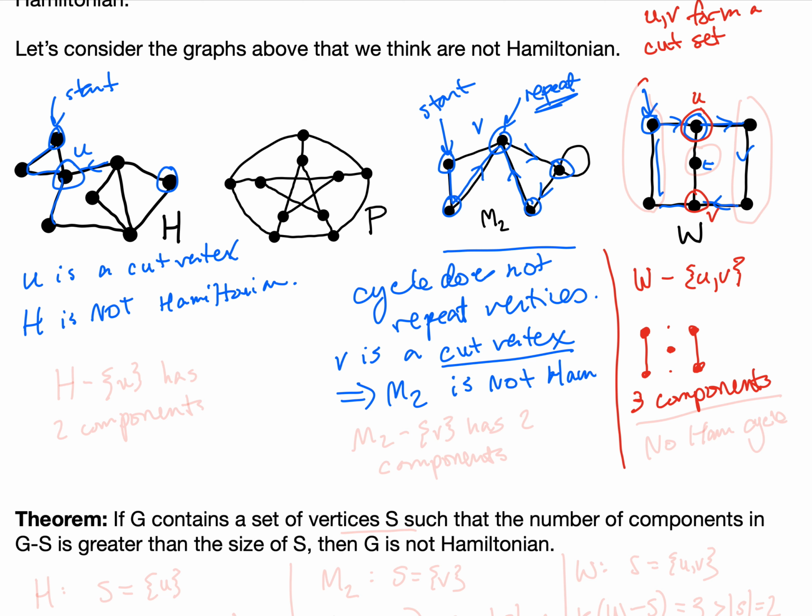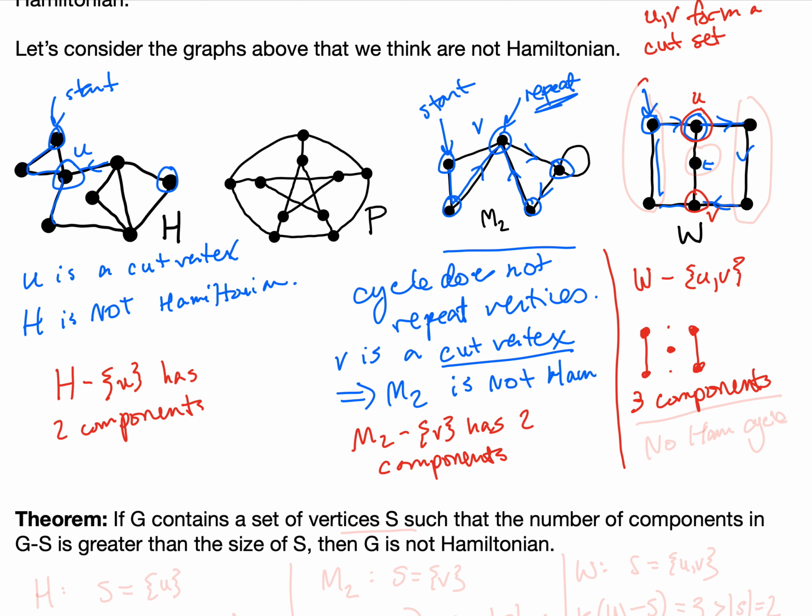And so essentially the same issue happens as when we have a cut vertex. When we have a cut vertex, that means over here that H minus the vertex U has two components, two pieces that are each connected but not connected to each other. And similarly over here, M2 minus the vertex V has two components.